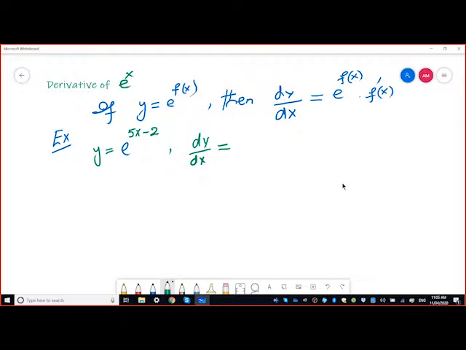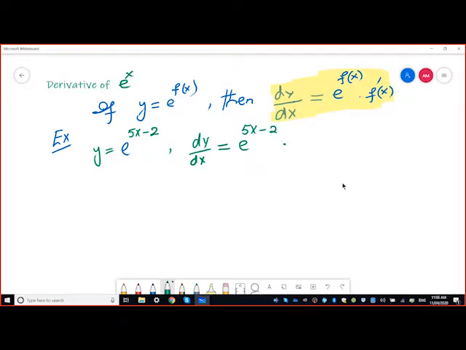e. Yes, e. So we are comparing our question with this now. What should I write first? e raised to the power f(x). What is f(x) in this question then? f(x) is 5x minus 2. Good. So first we write e to the power of 5x minus 2. Very nice, it remains the same, 5x minus 2.